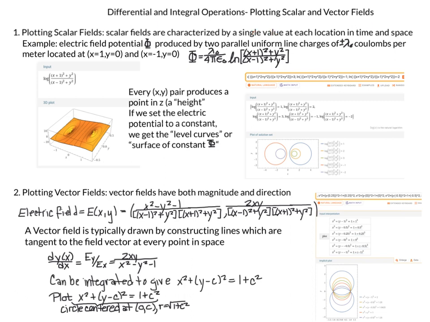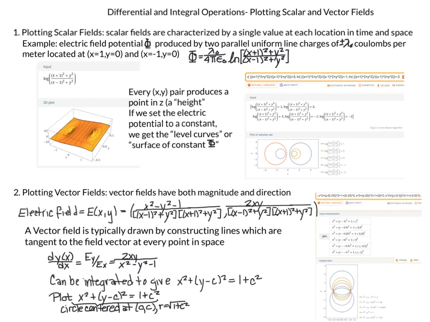in time and space. We have this example of electric field potential. It produces a scalar value, and then later we will go ahead and plot the level curves over here. Next, we will talk about plotting vector fields, and vector fields have both magnitude and direction. So we have this electric field here, which takes an x and a y value, and it produces an x and a y value. So at each xy point, we get a vector.